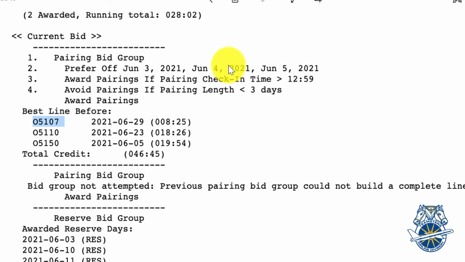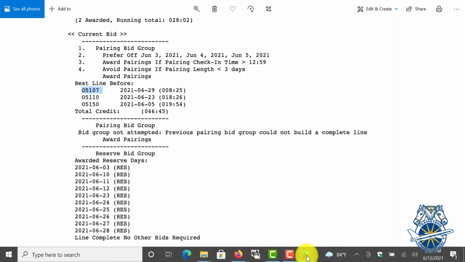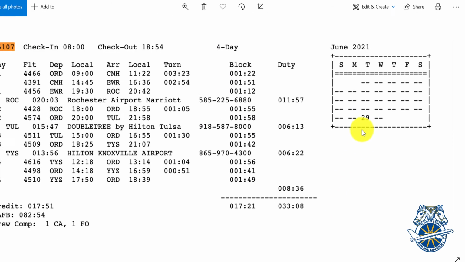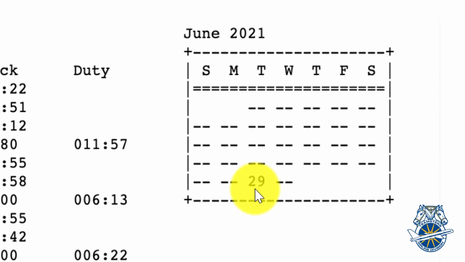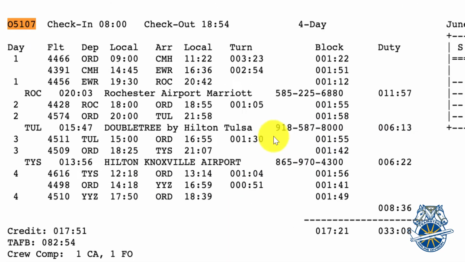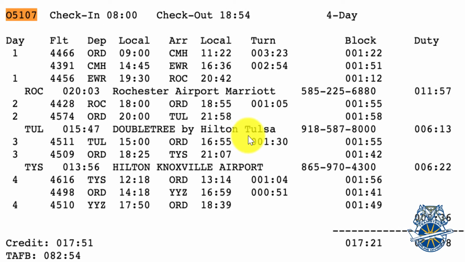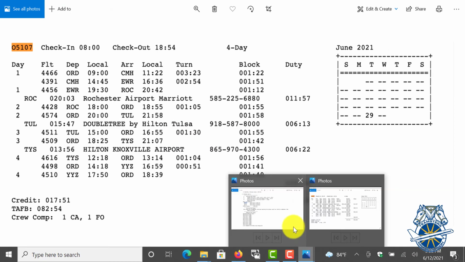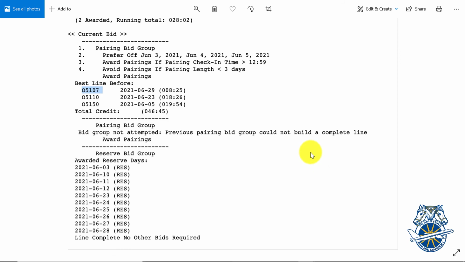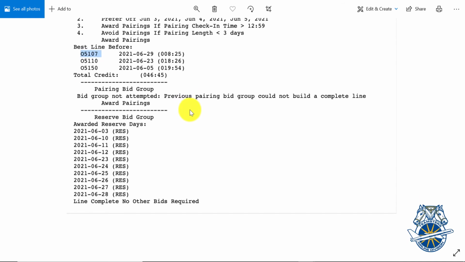Also, what kind of came to get him was this 8 hours and 25 minutes. And if we come over here and pull that pairing up, we can see it was a 4-day pairing, but since it started on the 29th over here, this is what's considered a carryover trip. So the second half of this trip didn't actually fall within that bid month, so that time doesn't go for that current schedule. So that's what we kind of see an issue of. So that's why I ended up getting reserve, unfortunately.